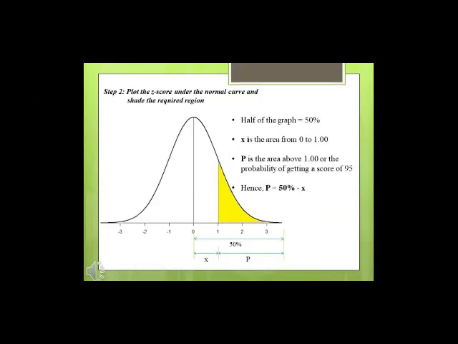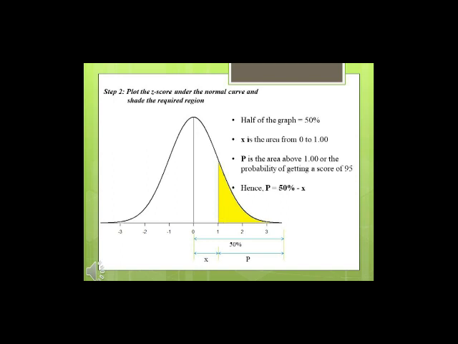In step 2, we are going to plot the z-score on the normal curve and shade the area indicated in the problem. In this case, it is the area above 1.00. As we can see in the illustration, half of the area under the normal curve is 50%.